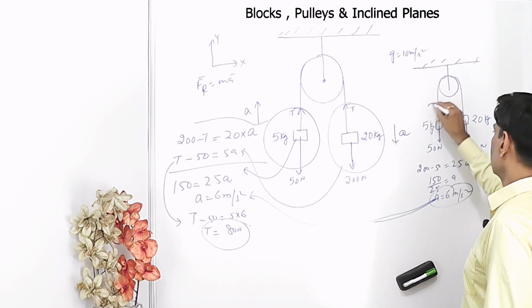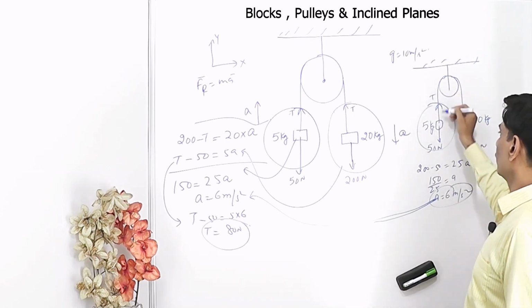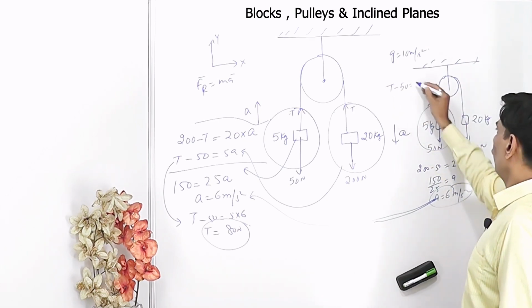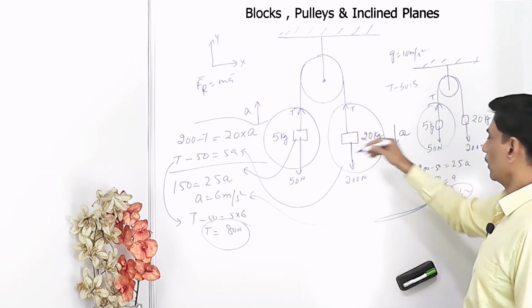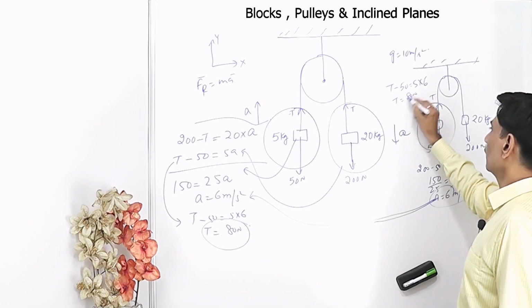Now if you have to find the tension, you can do it. This is T. The equation for this block going up is T minus 50 is equal to mass 5 into acceleration. What is the acceleration? We have got the acceleration as 6 meter per second square, into 6. T comes out to be once again 80 Newton.